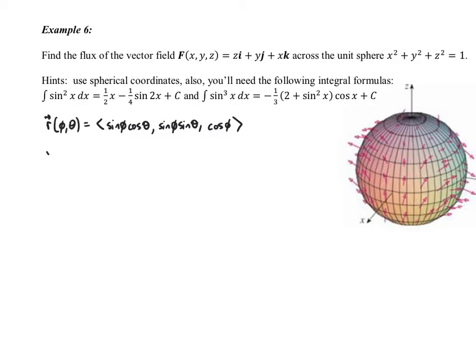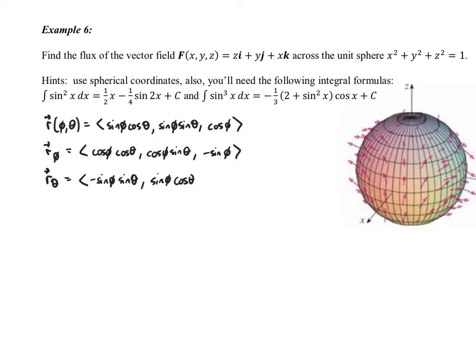And then we're going to take the partial derivatives here to set up our cross product. So we're going to get cosine phi cosine theta, cosine phi sine theta, and negative sine phi. And then we'll do the same with theta. So we get negative sine of phi sine theta, sine phi cosine theta, and then 0. Okay, we're going to set up the cross product.